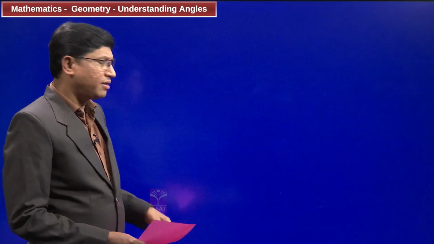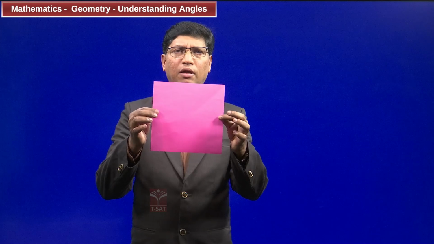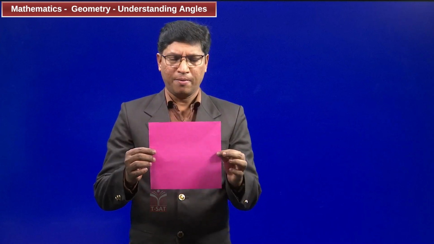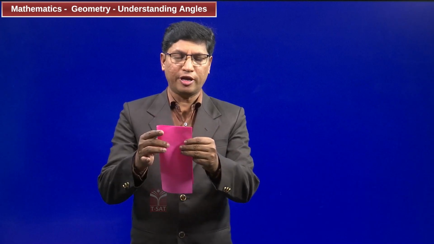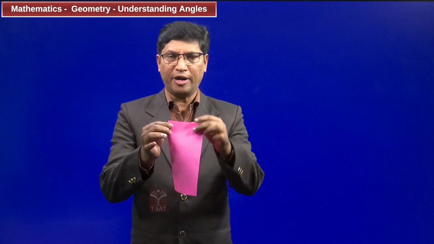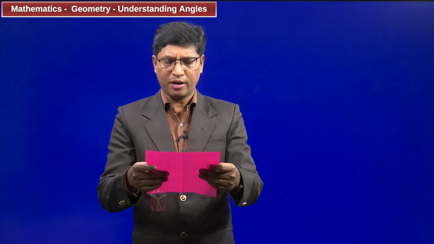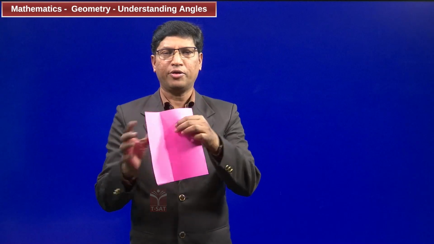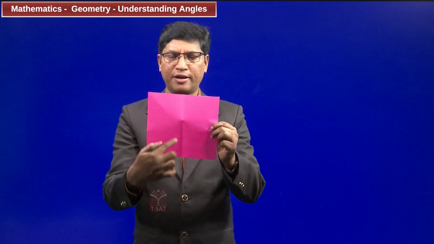So children, next let us see an activity using a paper. So children, here you can notice a square paper is taken, right? So I am taking a square paper. I am going to fold it exactly here in the middle. You can see I am folding exactly in the middle. So if I open this, you can see, children, what is obtained here. Can you see? Here you can see a vertical line is formed. Can you see, children? A vertical line.